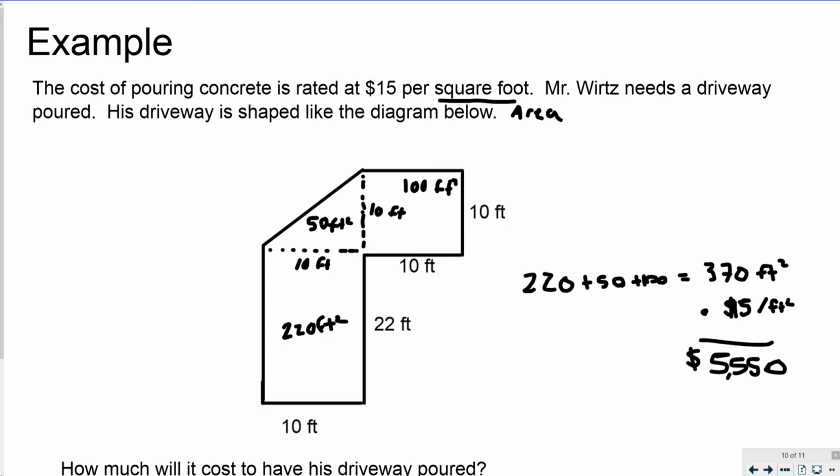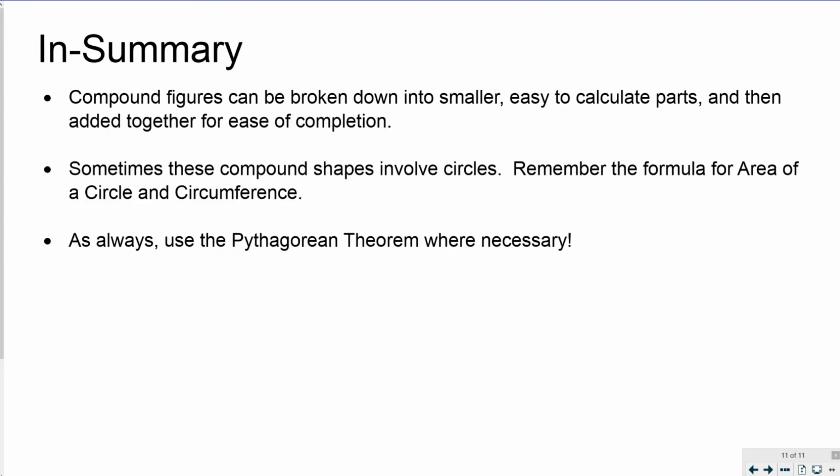So that's it, guys. In summary, remember that compound figures can be broken down into smaller, easier to calculate parts and then added together for ease of completion. Sometimes these compound shapes involve circles. Remember the formula for area of a circle and circumference. And then, as always, make sure you use the Pythagorean theorem where necessary to find missing sides.